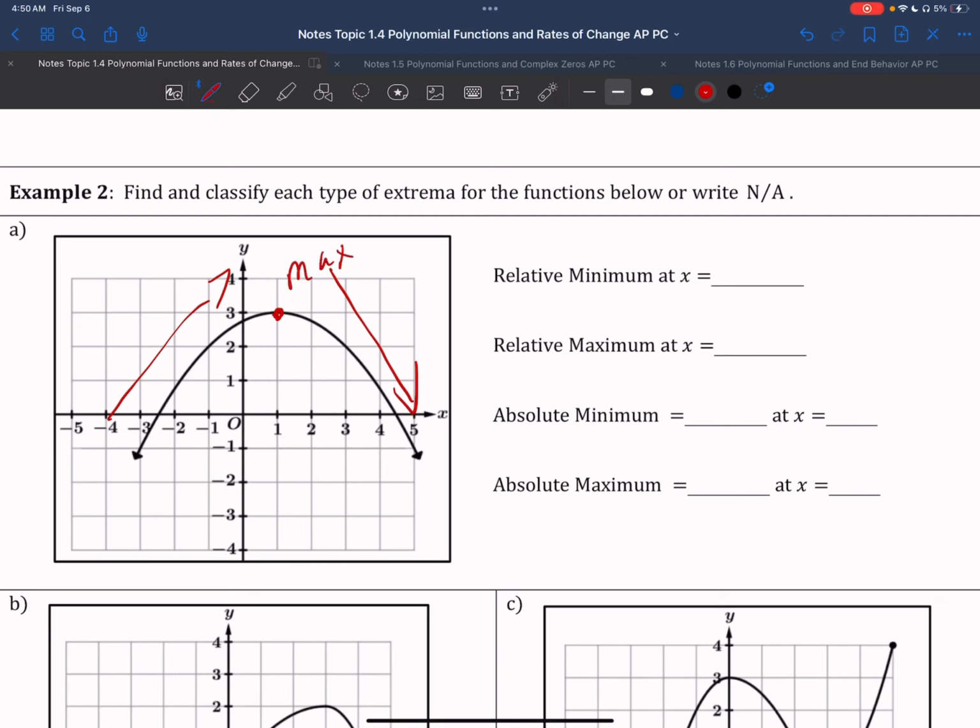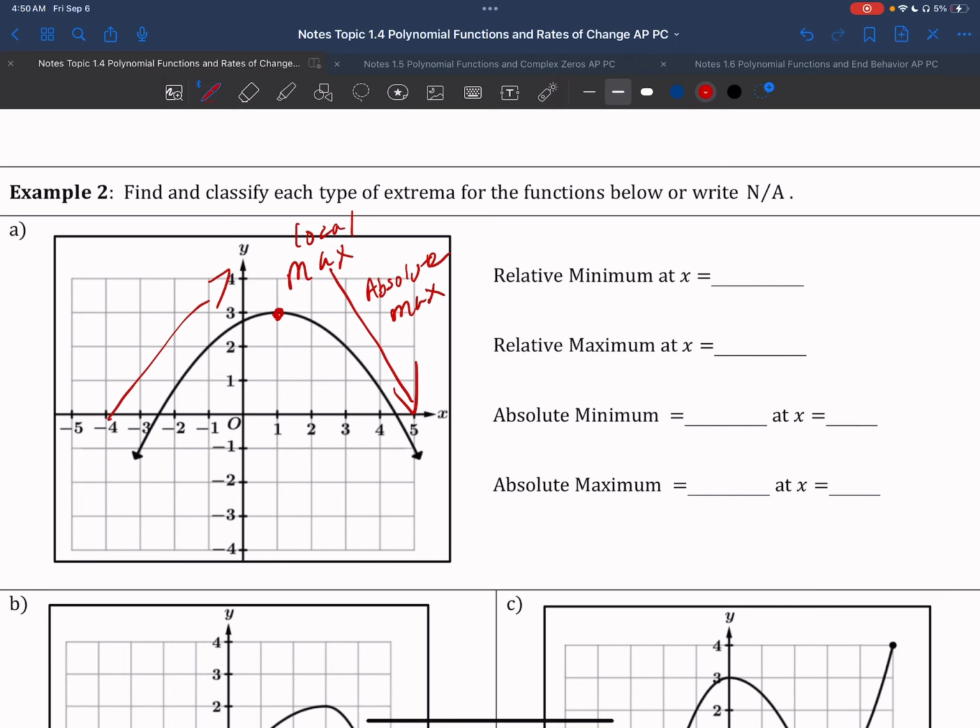And then when I classify it, again, it is the highest one in the area, so it's local. But I notice that it's also the highest one, the highest point in the whole graph. So it's also an absolute max, it is both. So I'm going to go into my answers and write them down.